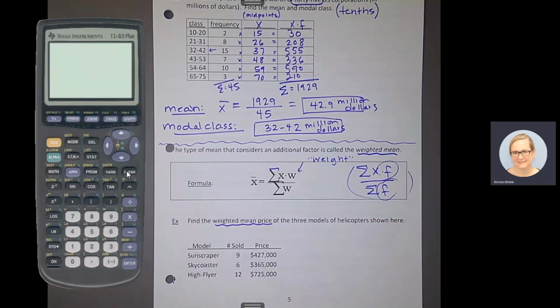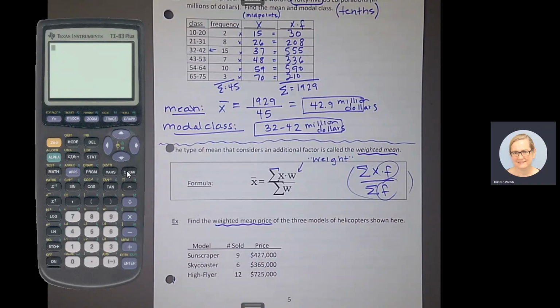So let it sink in for a sec, give you a minute to read over the next example we're going to look at. Don't know much about helicopters. Apparently they're not cheap, right? These prices may not even be current, I don't know. So one out there called a sun scraper that sells for $427,000, or did at one time. High coaster, a high flyer, different prices.